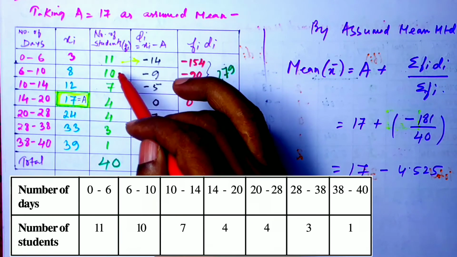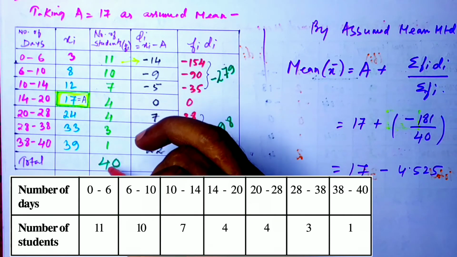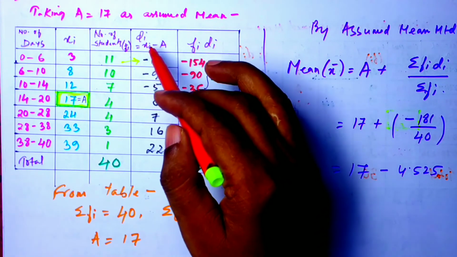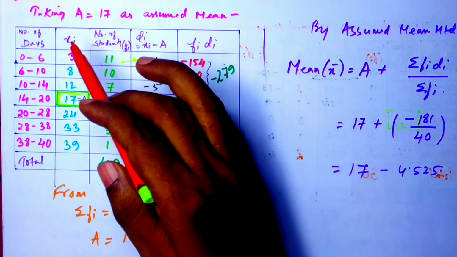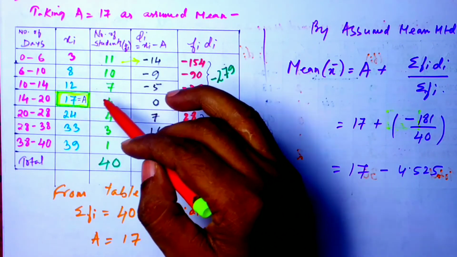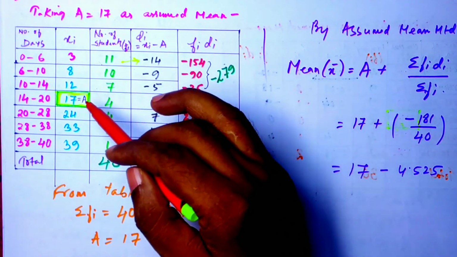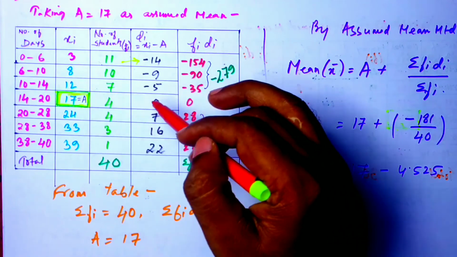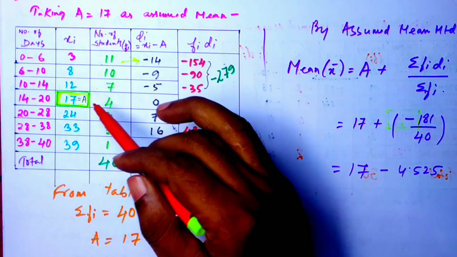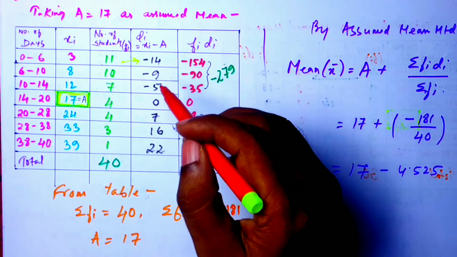The number of students, fi, is given as 11, 10, 7, 4, 4, 3, 1, which gives a total of 40, and we found the di value. di is xi minus a. So 3 minus 17 is -14, 8 minus 17 is -9, 12 minus 17 is -5, 17 minus 17 is 0, 24 minus 17 is 7, 33 minus 17 is 16, 39 minus 17 is 22. Now we multiply fi and di.